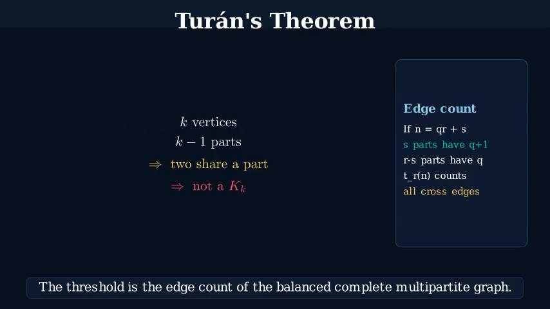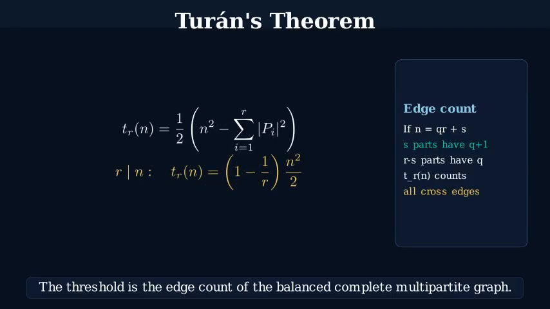The number of edges in this balanced complete multipartite graph is called T_r(n), where r is k-1. If the parts are p1 through pr, then T_r(n) equals 1/2 times n squared minus the sum of the squares of the part sizes. When r divides n, this simplifies to (1 minus 1 over r) times n squared over 2.